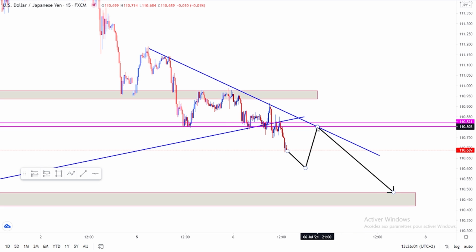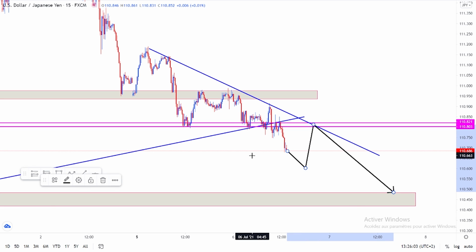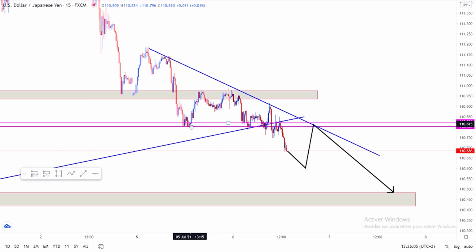So my entry point will be this one, on a golden zone. This is a golden zone because it is a clear support, and it got broken. Now it is working as a resistance. So this place is full of sellers, and also it is an intersection between a place full of sellers and this trend line.